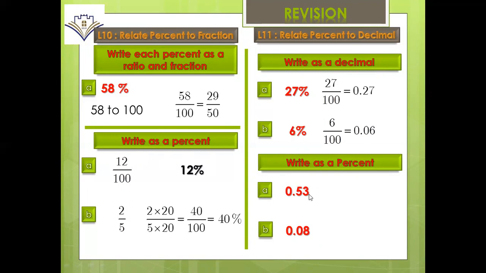Write as a percent. It's a decimal. Firstly, convert it to a fraction: 53 hundredths. Then it's 53 divided by 100. Now the denominator is 100, then 53%. Next, 0.08 means 8 divided by 100. Then 8 hundredths equals 8%.